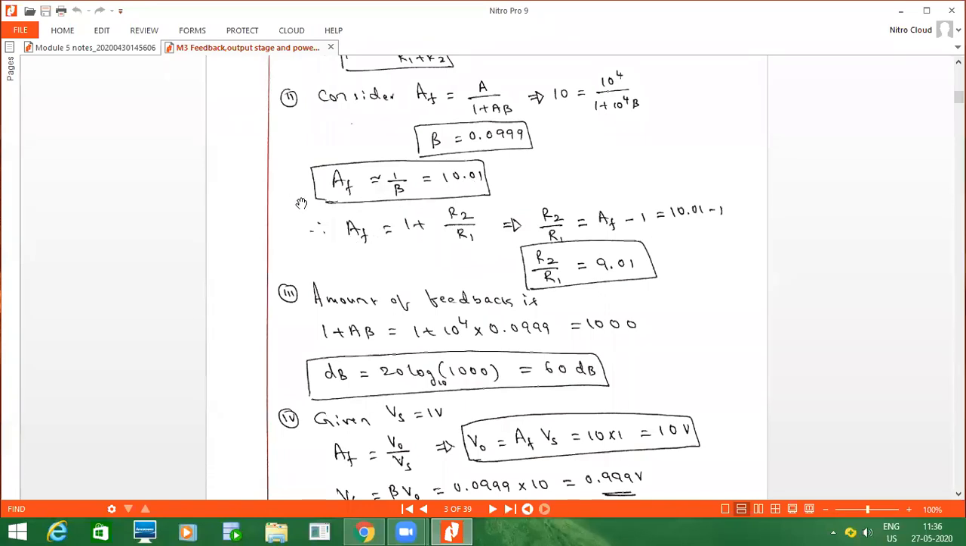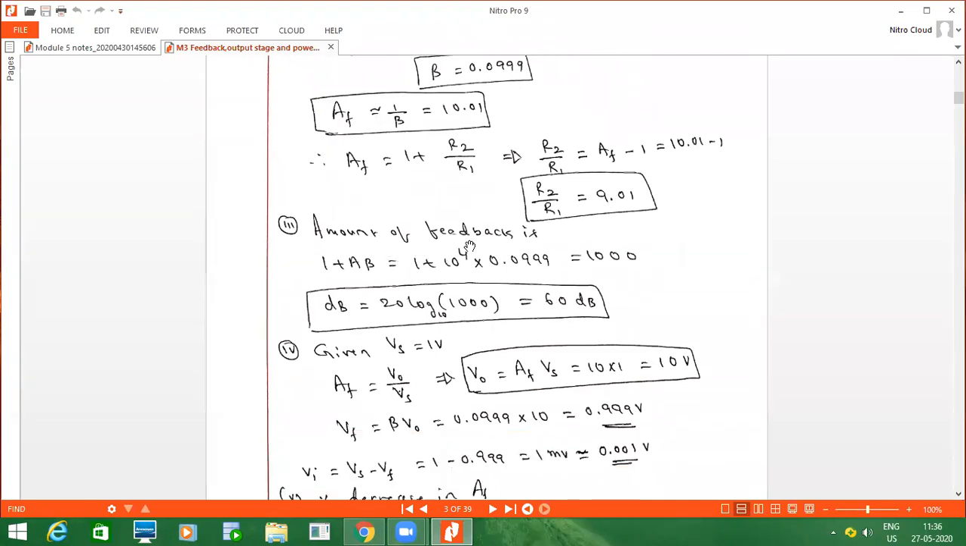If I send 1 to the LHS side, R2 divided by R1 will be equal to 9.01. Okay, so this is the second problem. The same way, third problem, amount of feedback.